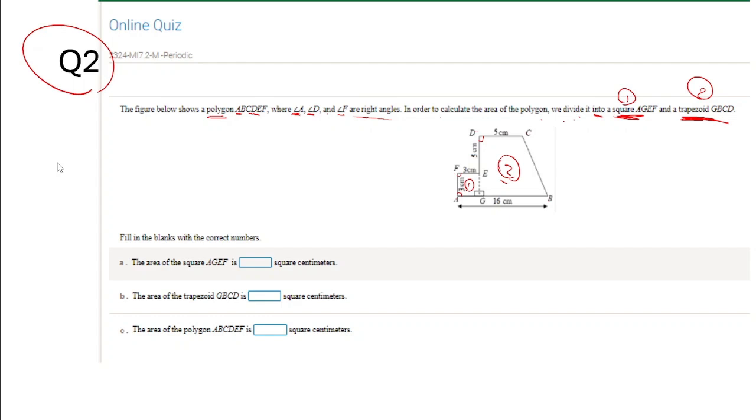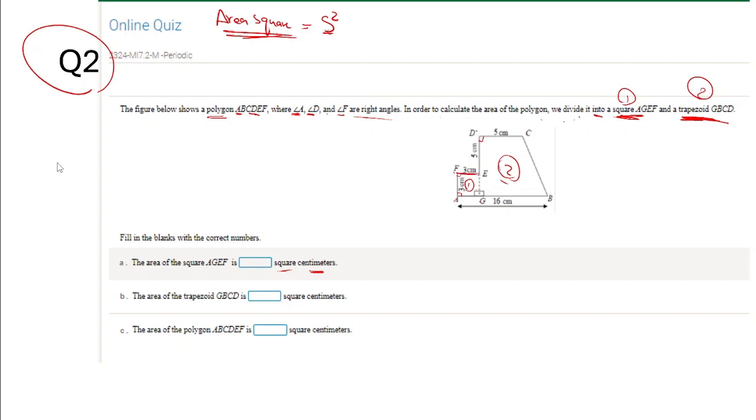So if we get this area and add them together, we will get the area of the whole shape. Okay, now let's see the question. The area of the square AGEF in square centimeter. Okay, now the area of the square, we have to know the formula of the area of the square. Area of the square will be equal to S squared. S is the side.